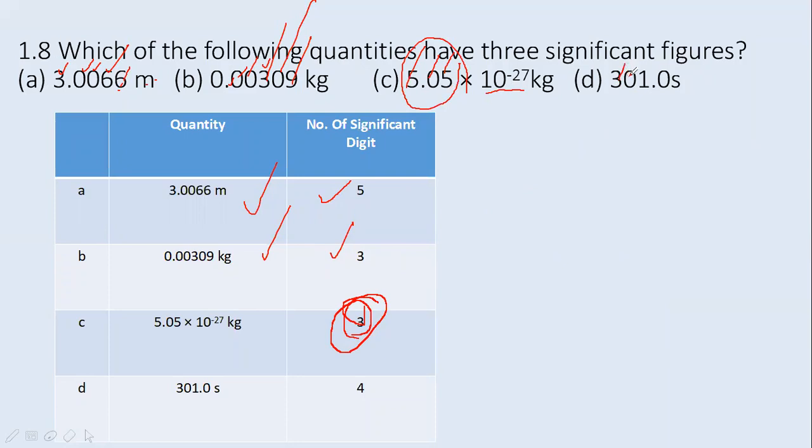Significant, significant, significant. And this is also significant. After a decimal point, a zero is significant if the number before the zero is a significant number, because this will not affect your calculation or observation. If you write 301 or 301.0, it will not affect your measurement. It will not change the value, so it is significant. You have four significant figures.